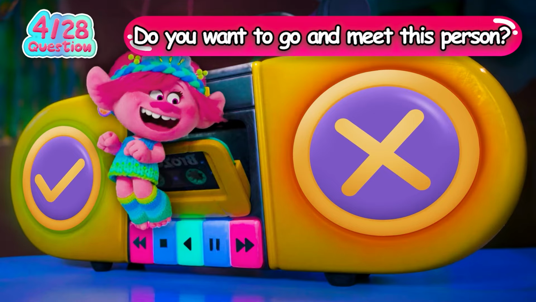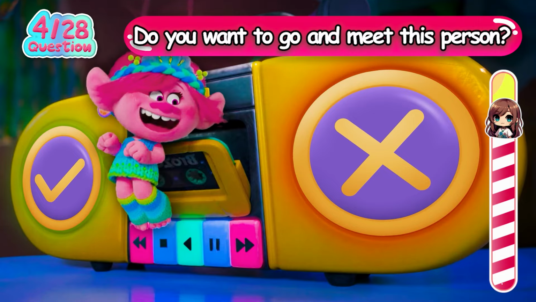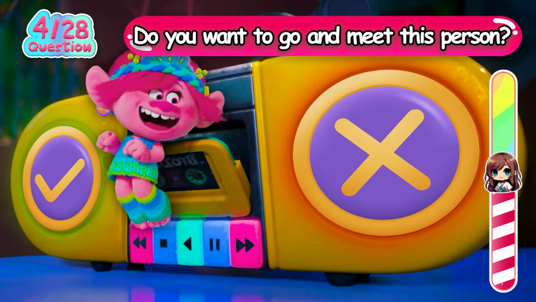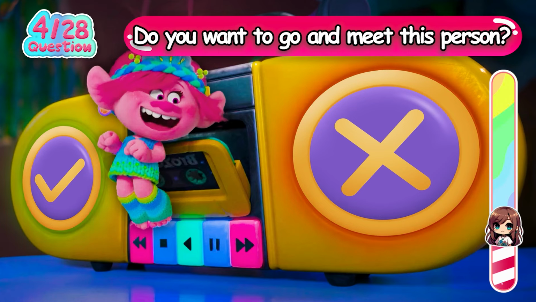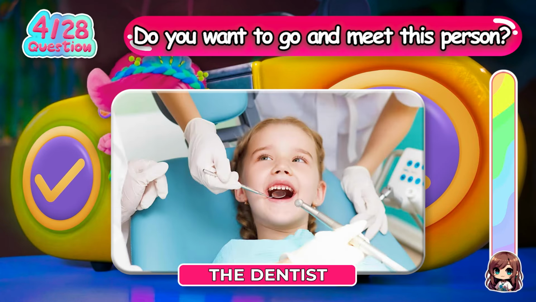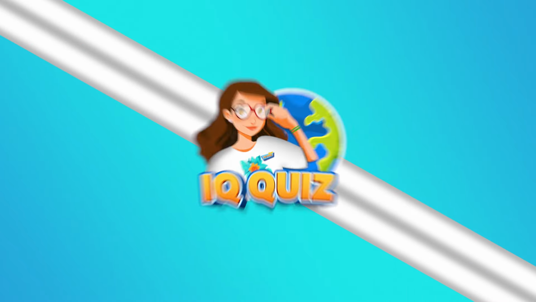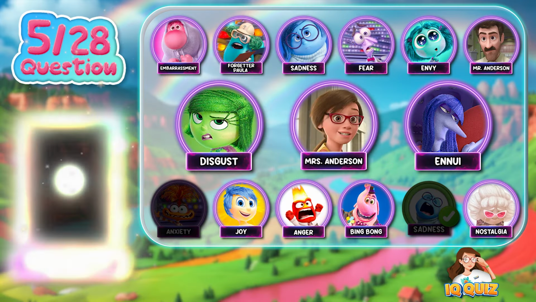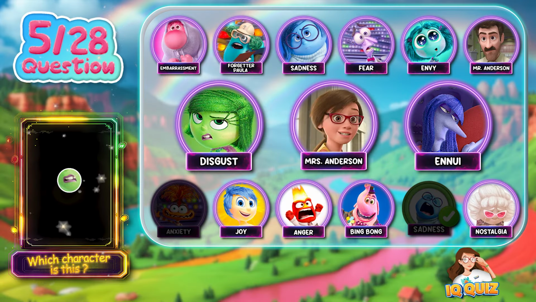Round four. Do you want to go and meet this person? The dentist. Round five. Whose mouth is this?